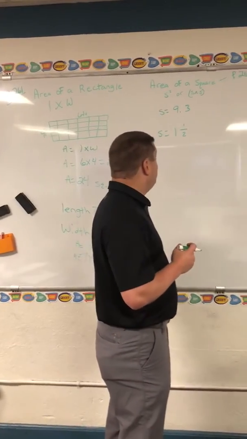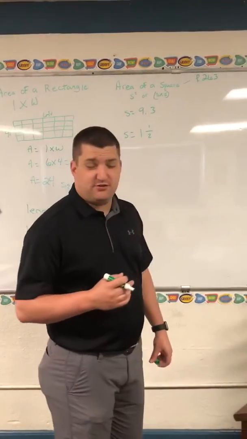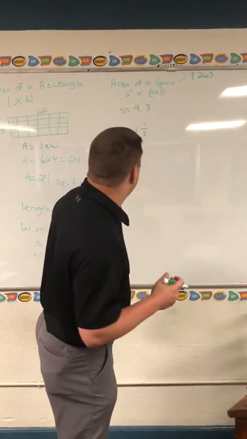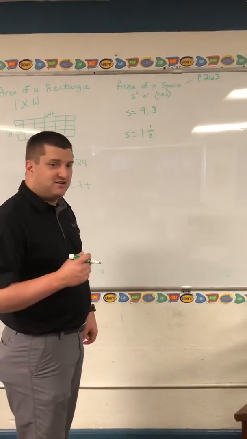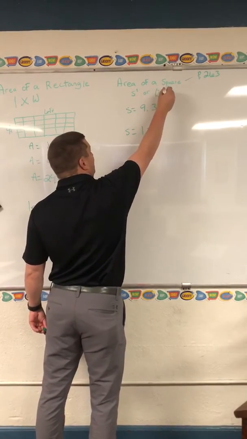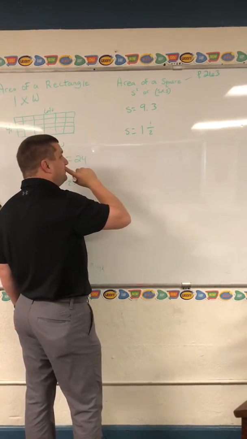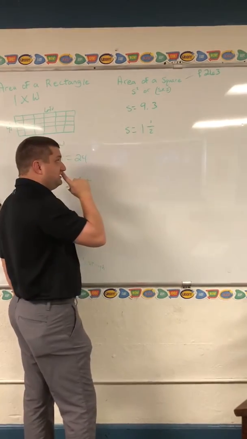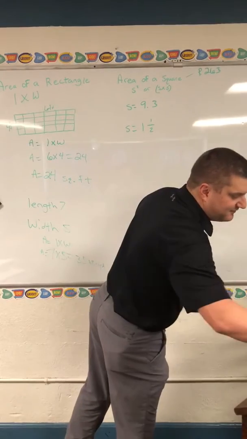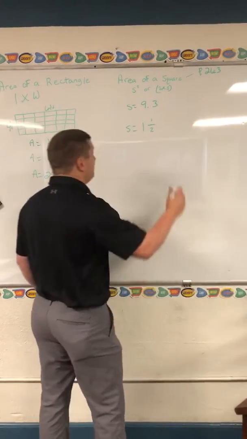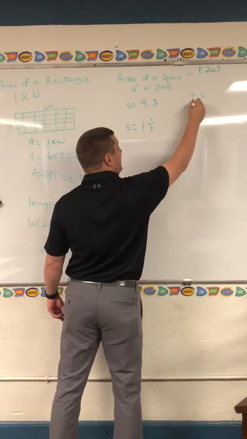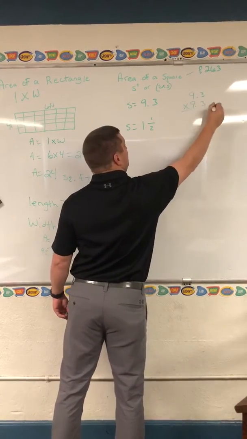The next part is page 263, and it deals with the area of a square. The formula for the area of a square is either s squared or side times side. So for example, this square has a side of 9.3. To find the area of that, you just say 9.3 times 9.3, and you multiply it out.